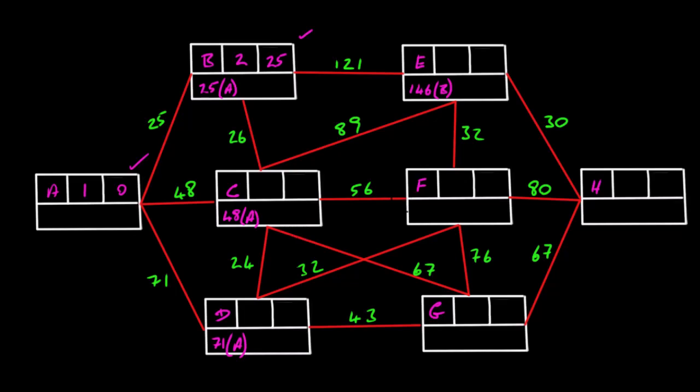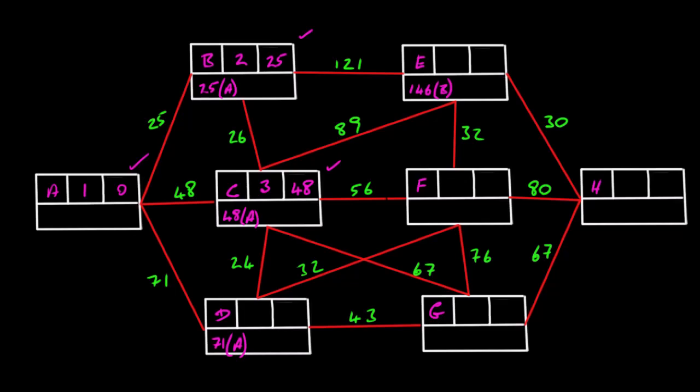So now what we do is we look at all the incomplete nodes. So we've got 146, we've got 48, and we've got 71. The smallest one is 48, so that's the one I'm going to complete now. So 48 is going to go up here. That's our final working value for C. That's going to be number 3. So this is now complete.